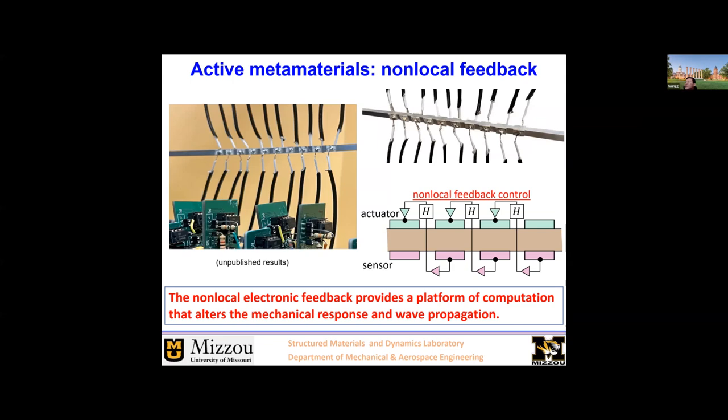So say this is like a local control. So how about the non-local? This is not exactly the same: we still have a sensor pair, but we use non-local control, okay? We are not using the same unit cell, but the next unit cell. We use this sensing to apply to the next one's actuation. So we try using this non-local electronic feedback to provide another new platform to alter the mechanical response.